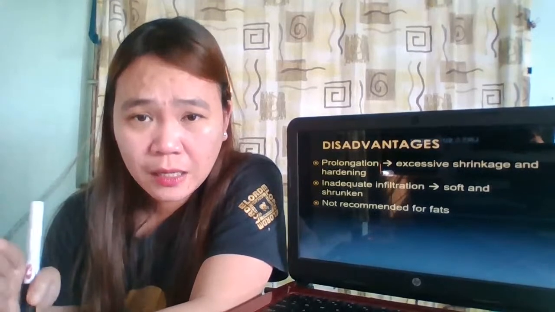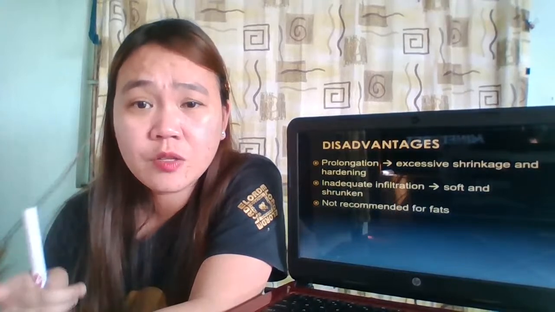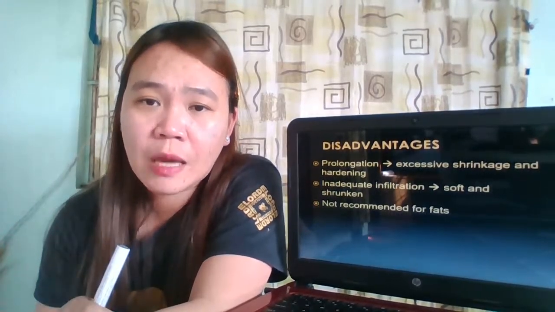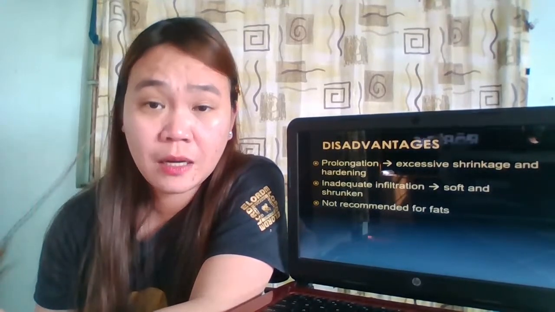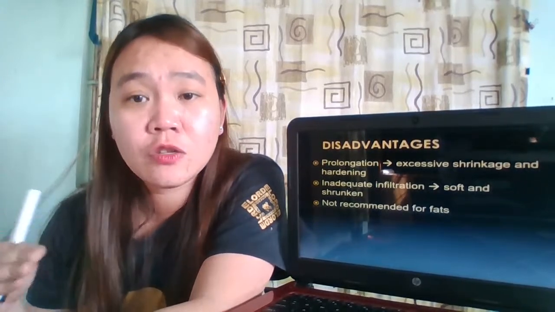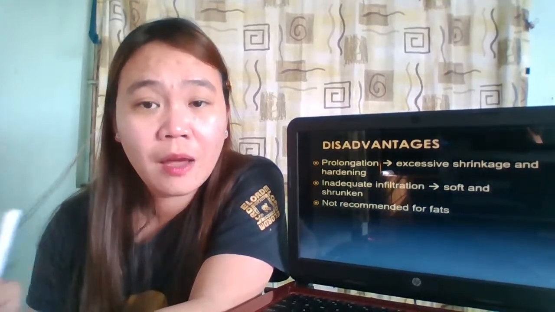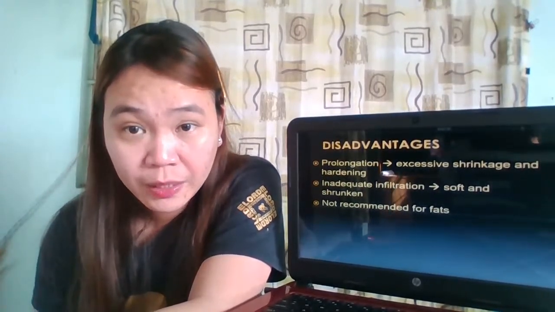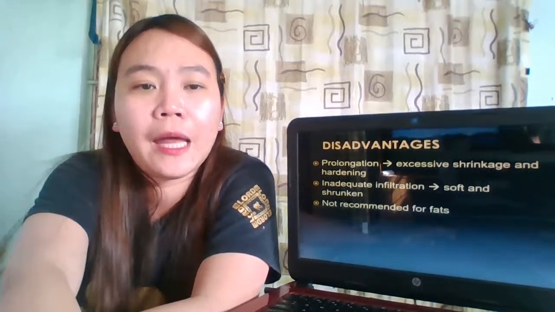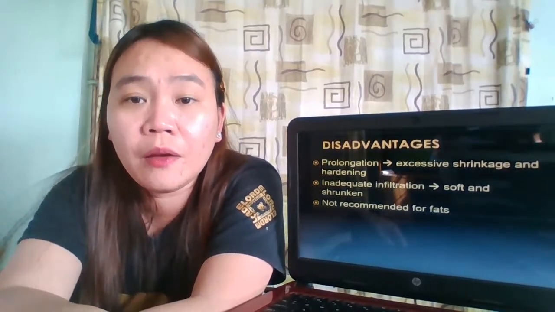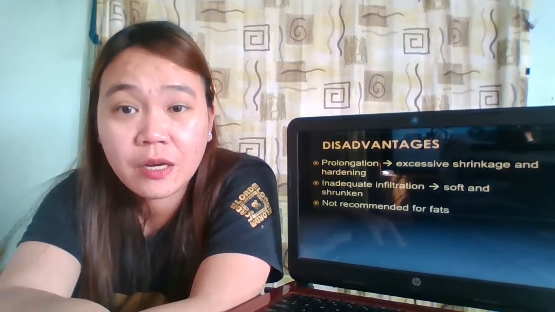What is the exception, or what are the exceptions to this rule? Exception would be your decalcifying agent. Because remember, if you immerse your tissue sample in your decalcifying agent for a prolonged period of time, the result is maceration of your tissue sample. Same is true when you immerse your tissue sample in low concentrations of alcohol. The effect would be maceration. But in general, it would be hardening and shrinkage. There would also be an effect if there is an inadequate infiltration or impregnation.